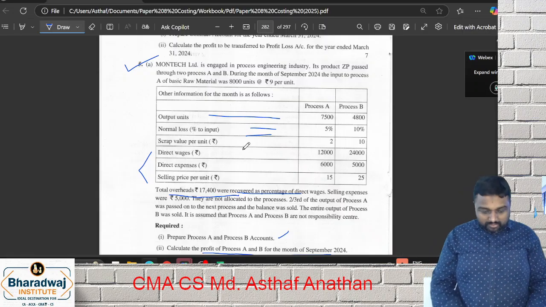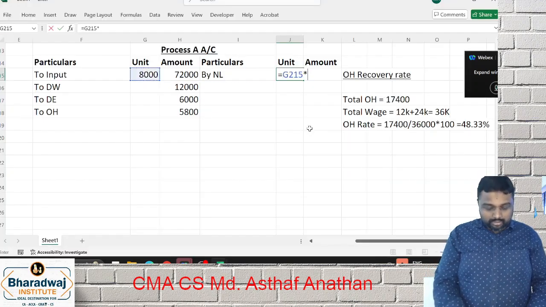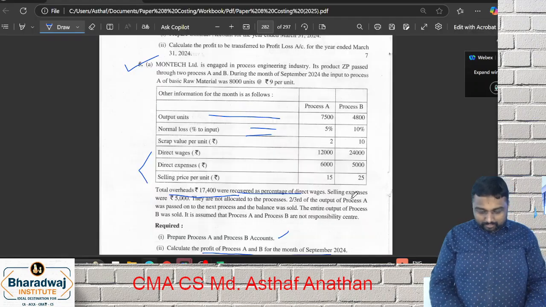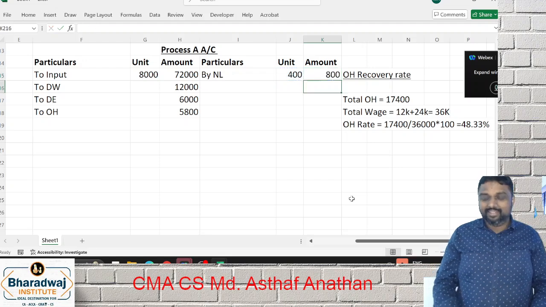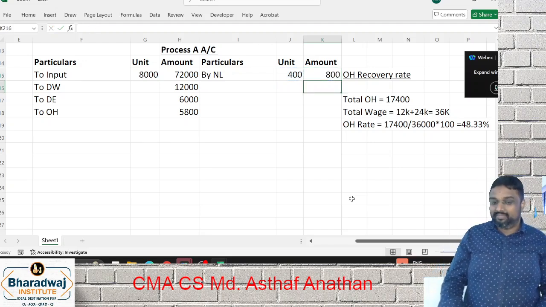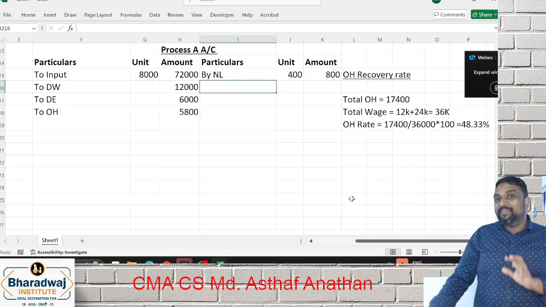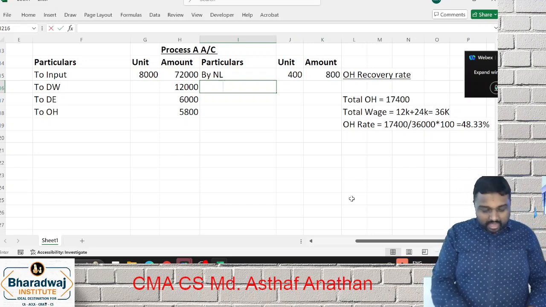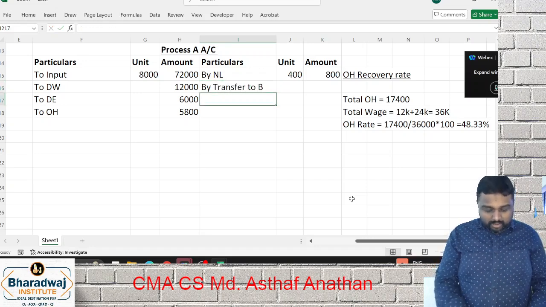Now you have to go for normal loss here. What is the normal loss, friends? 5 percentage of your input. So multiply by 5 percentage. What is the scrap value? Scrap value is 2 rupees. Hope you are all clear. Here there is a big advantage. Here by transfer is one adjustment.